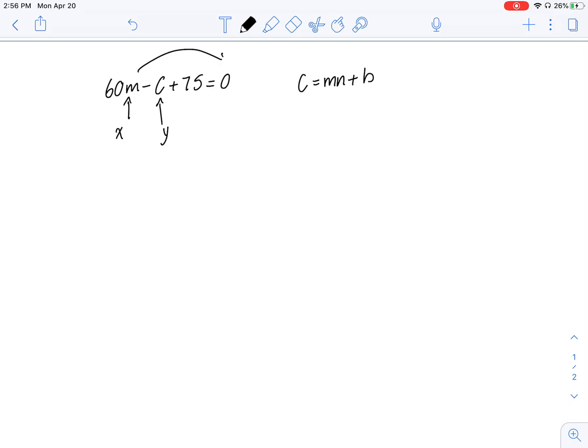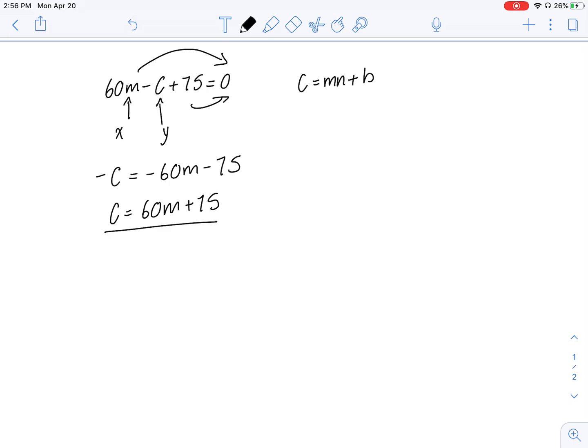Let's start by moving everything else onto the other side of the equation. Minus c equals minus 60m minus 75. And finally, let's divide both sides of the equation by -1 to give us c equals 60m plus 75. Now we have our equation in y equals mx plus b form.